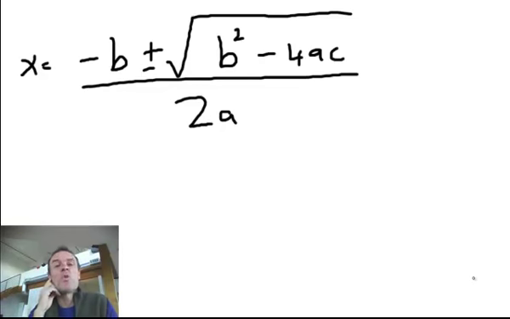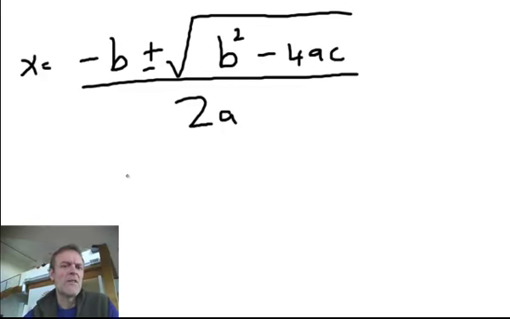Okay, onto the quadratic equation formula. This is how we solve a quadratic equation when we can't factor it. Remember, one way is completing the square. This is the other way, the quadratic equation formula. What does x equal? Negative b plus or minus the square root of b squared minus 4ac, all over 2a.